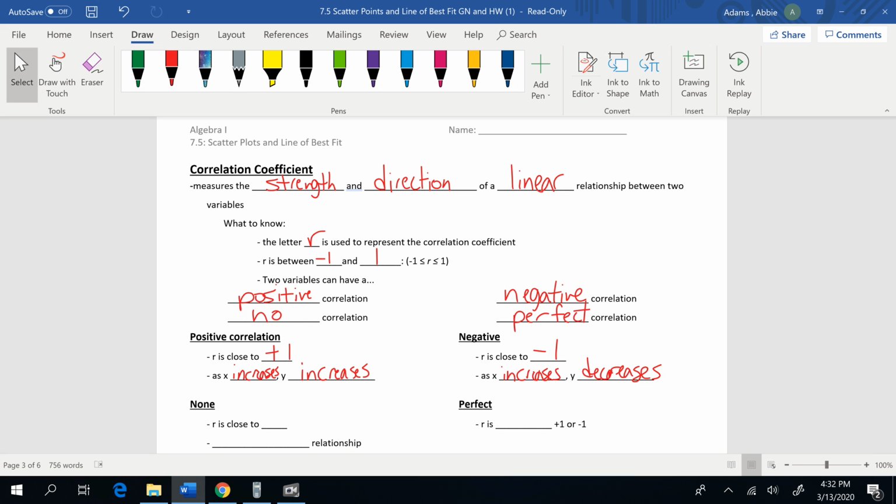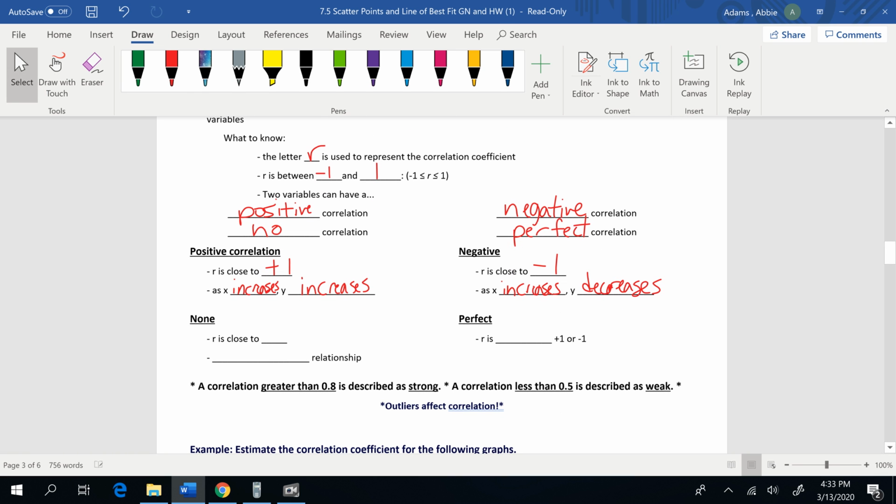But what happens if they have no correlation? Well, that means R is close to 0. And they don't have a linear relationship, so it's a non-linear relationship. And lastly, if they have a perfect correlation, that means their R value is exactly +1 or -1.